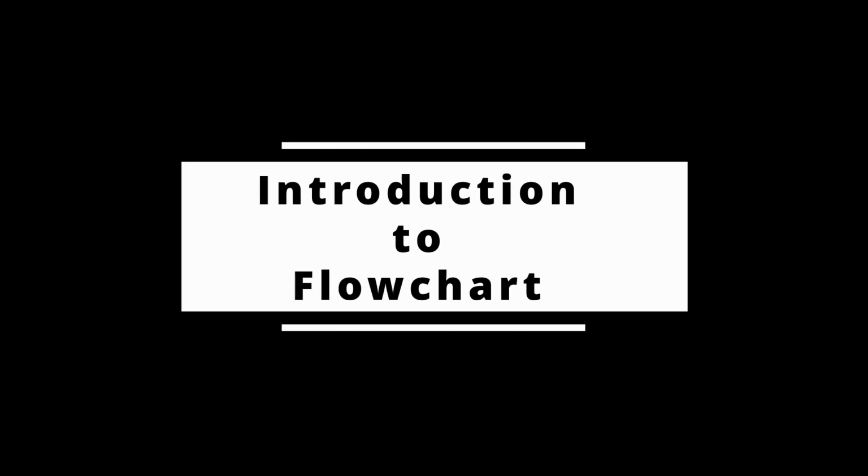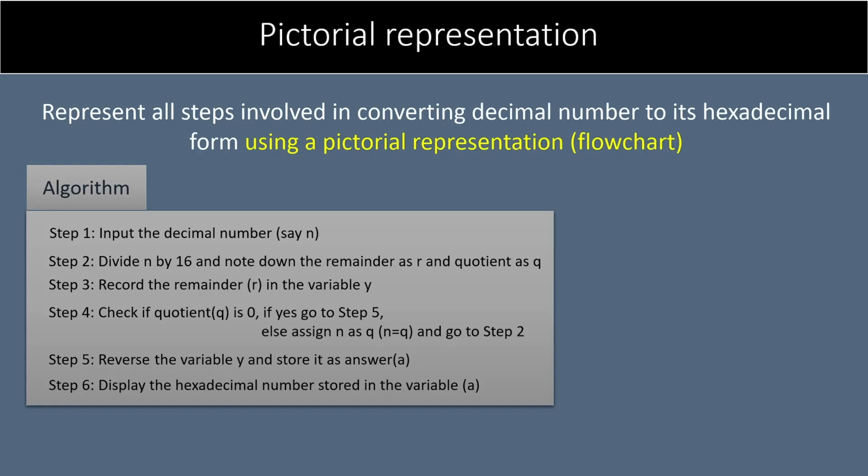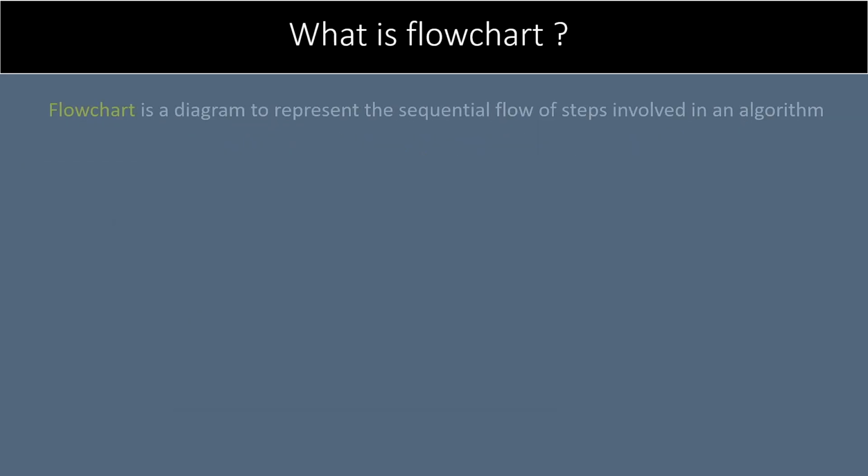In this lecture, we shall learn how to represent all the steps involved in converting a decimal number to its hexadecimal form using a pictorial representation or by making a flowchart. A flowchart is a diagram to represent the sequential flow of steps involved in an algorithm. A flowchart uses some standard symbols for representing specific tasks.